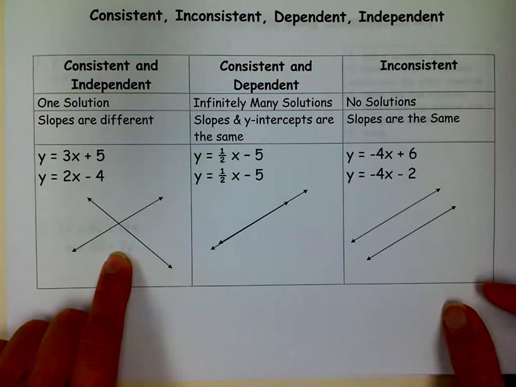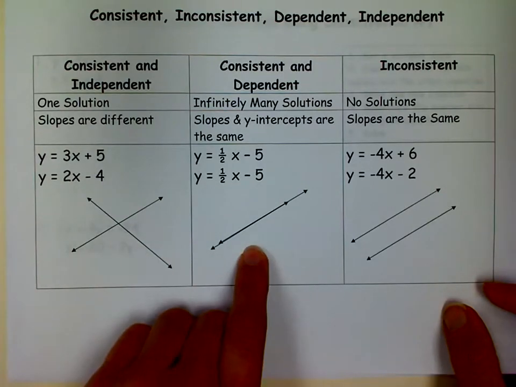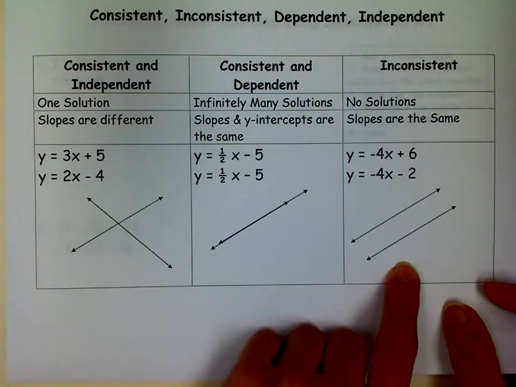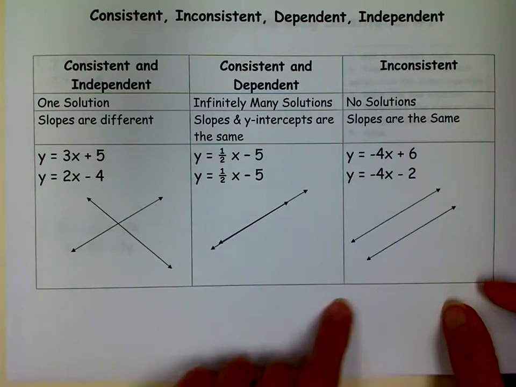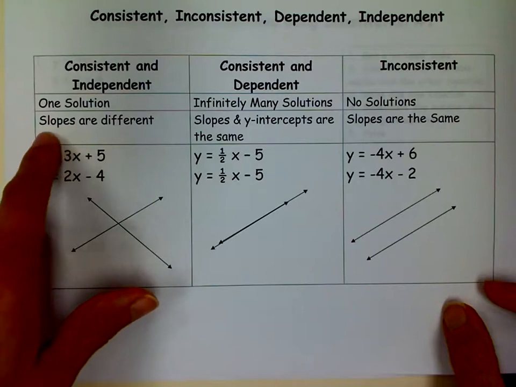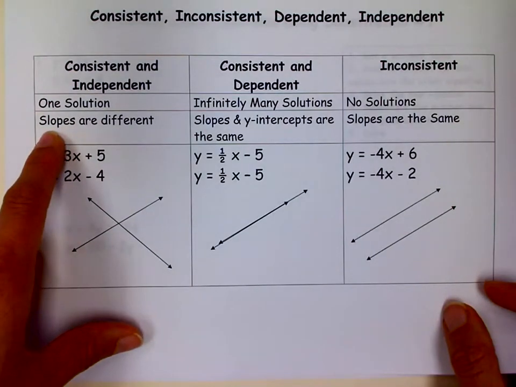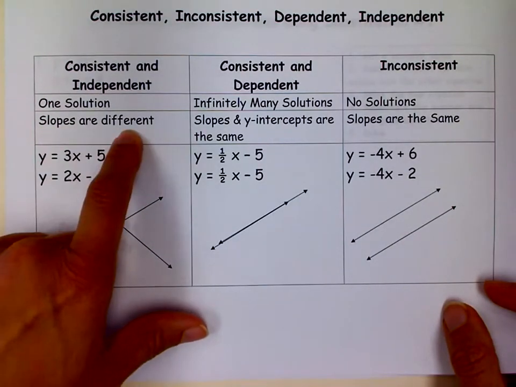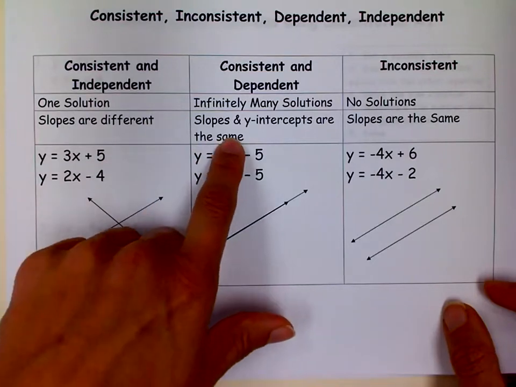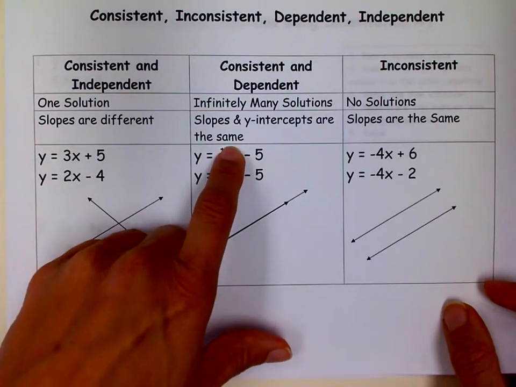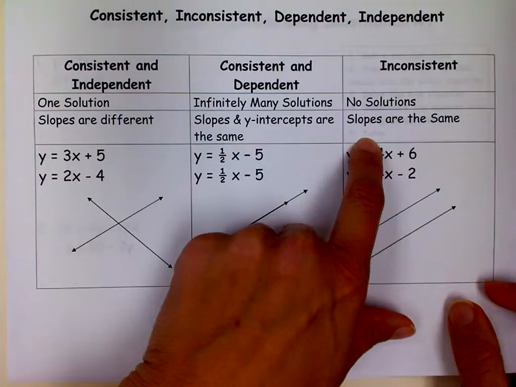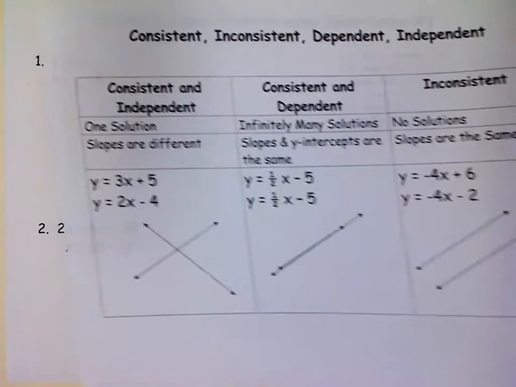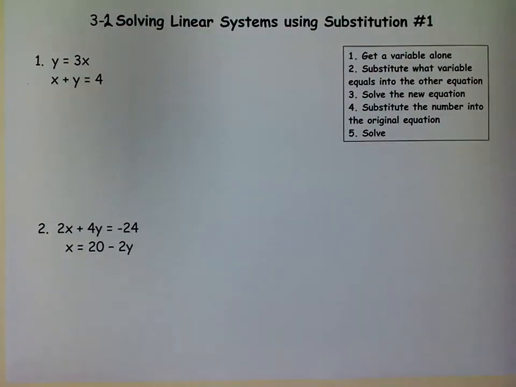Let's remember what can happen when I have two lines. They can intersect once, they can intersect an infinite amount of times, or they're parallel and they don't intersect at all. So when we have the equations, this is the row I want you to look at. If there's one solution, the slopes are going to be different. If they're the same line, the slopes and the y-intercepts will be the same, and if they're parallel, the slopes are going to be exactly the same. So with that in mind, let's substitute.